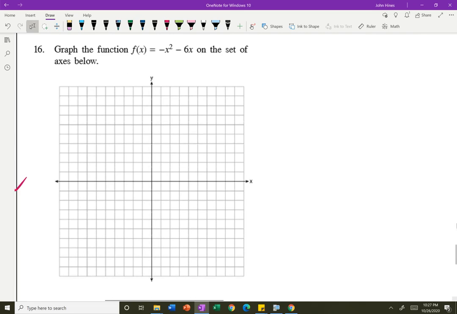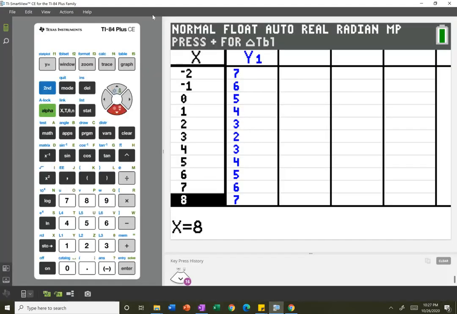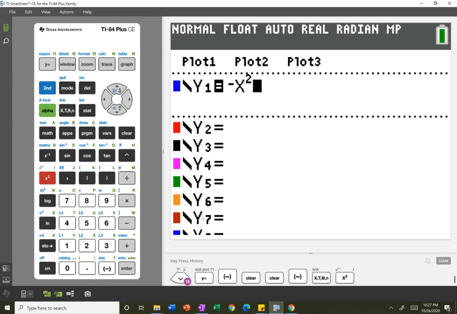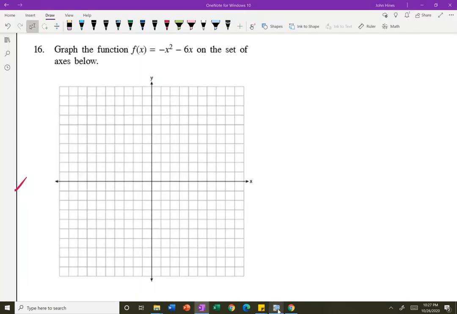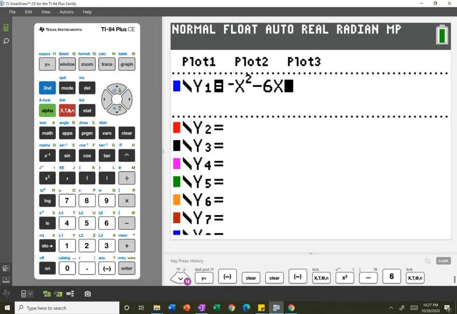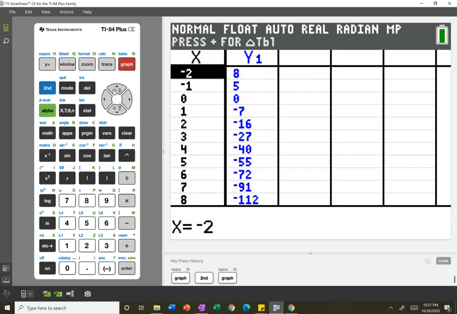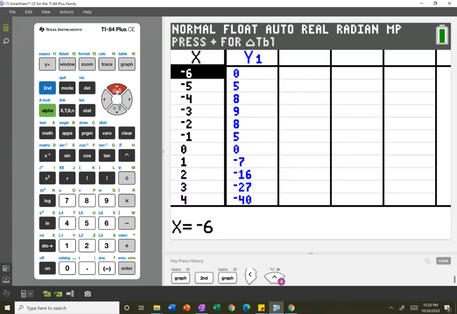Graph this function, negative x squared minus 6x. So again, whenever I ask you to graph something, let's go to our calculator. Negative, let me clear this out, negative x squared, I believe it's minus 6x. So if I hit graph, this is what I should be making. I should be making that U-shaped parabola there. Again, I'm going to go to my table. I'm not graphing negative 91. I'm going to find some nice values. There we go. That looks good.